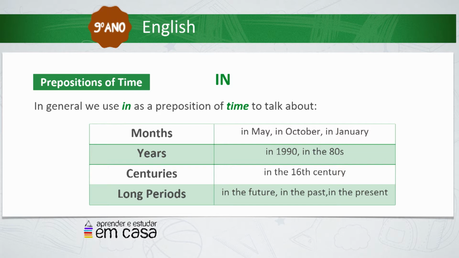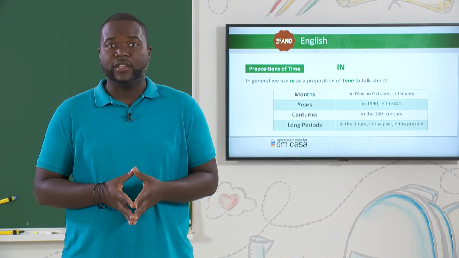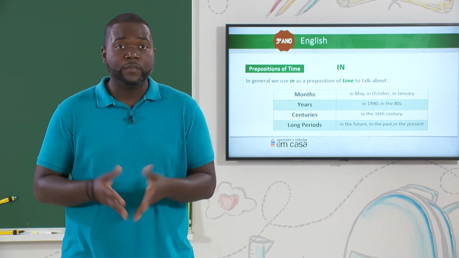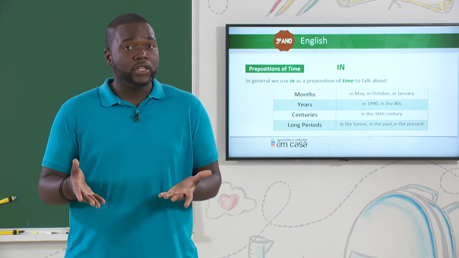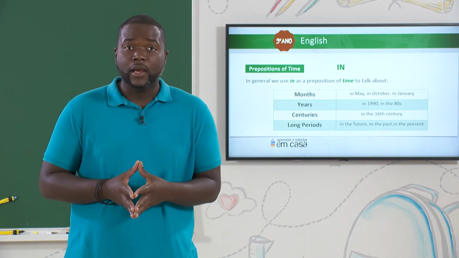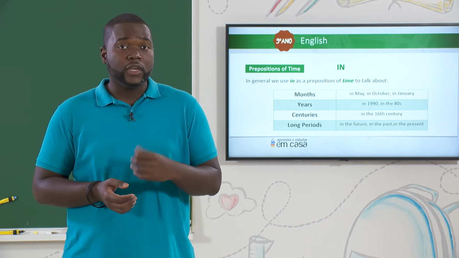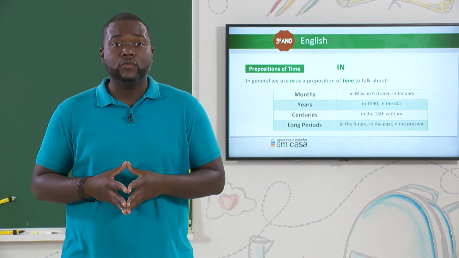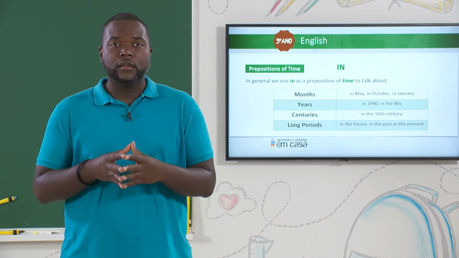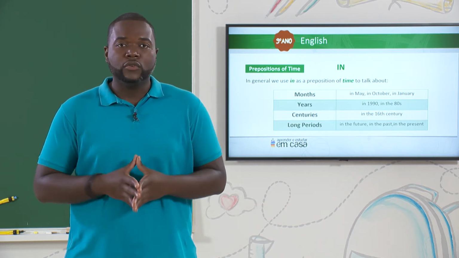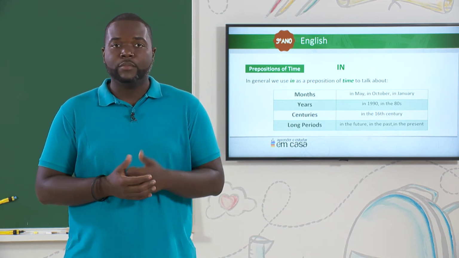All right, students, some quick examples on how we use in as a preposition of time that I can give you are the following. In the past, I wanted to be a doctor. In the future, I want to be a lawyer. I was born in 1998. My mother was born in 1943. All right, those are the practical examples that we have with in. We are going to see some more examples further ahead.